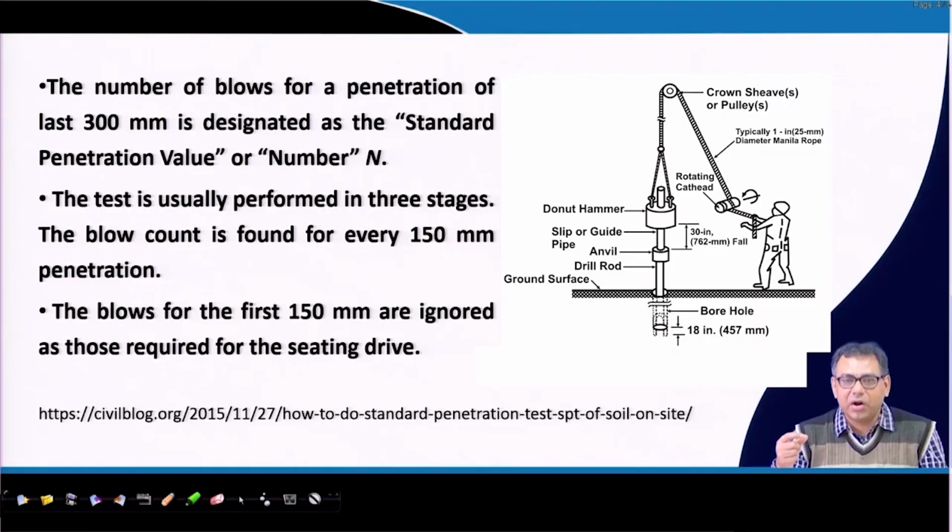The summation of the last 300 millimeter penetration N value is the SPT value. That means we will neglect the initial 150 millimeter penetration, the blows required for it are for the seating load purpose, because that will be treated as a seating load. So that there is a proper contact between the soil and the sampler tube, and then the number of blows required for the last 300 millimeter penetration, or 30 centimeter penetration, is the N value.